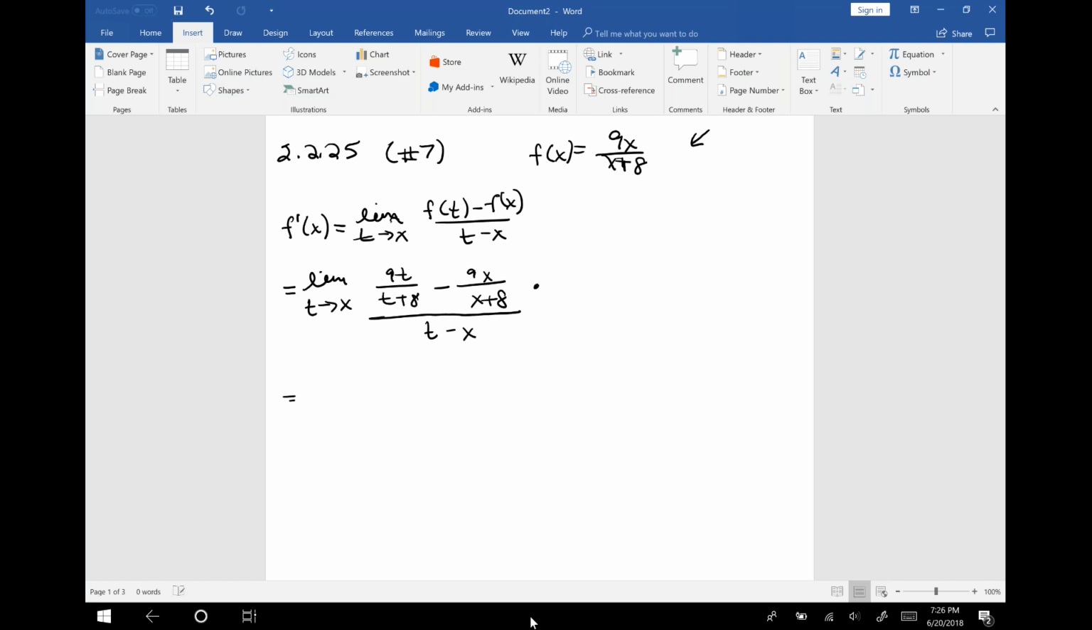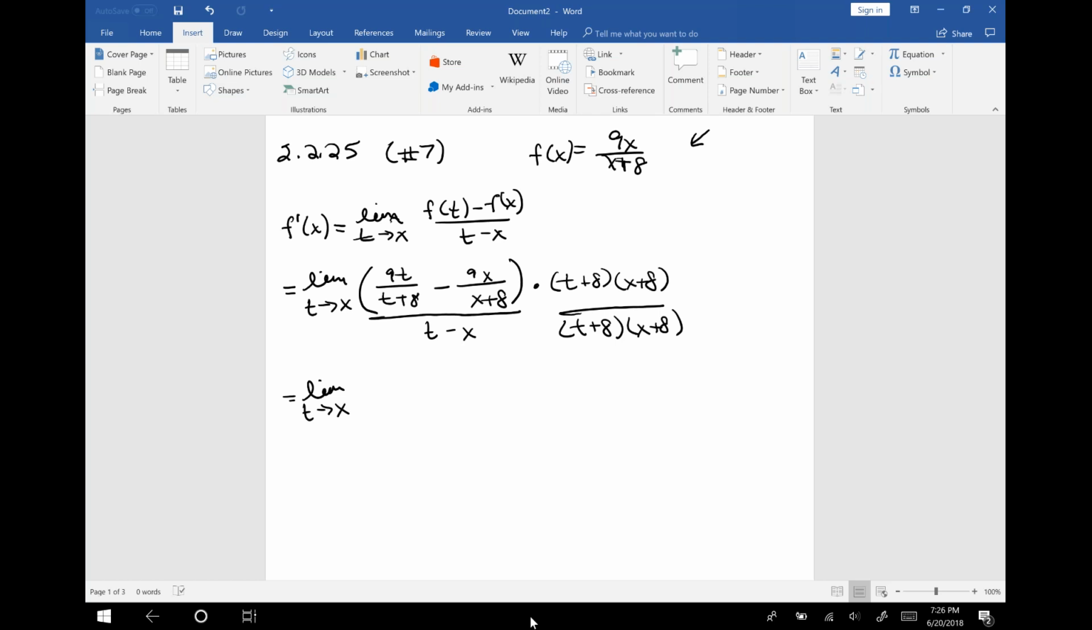So in order to clear the fractions, we have to multiply by the common denominator. The common denominator is going to be t plus 8 times x plus 8. So that's what we're going to multiply this numerator by. If we multiply the numerator by that, we have to multiply the denominator by the same thing. That's going to help us get rid of those fractions. Whether we were getting rid of the fractions or doing subtractions, it's the same thing. So, limit as t goes to x.